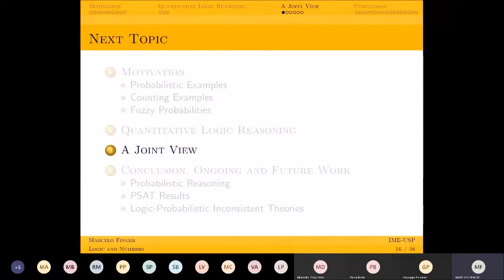So, and now I will present the joint view. How do we deal? Is that okay? Are you following it? Am I being too fast, too slow? Because now I'm going to give a bird's eye view of how we deal with these three logics, so three different problems at the same time.